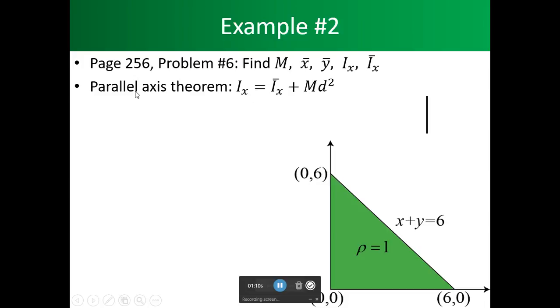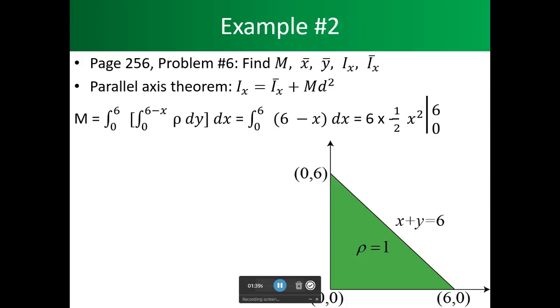So this here is our parallel axis theorem, which lets us know that the magnitude of x can equal the vector moment of inertia plus m, the mass, times the distance squared. Okay, so the first thing we want to do is solve for what? M. Okay, well, let's get m in. That's the first thing we want to solve for, m.